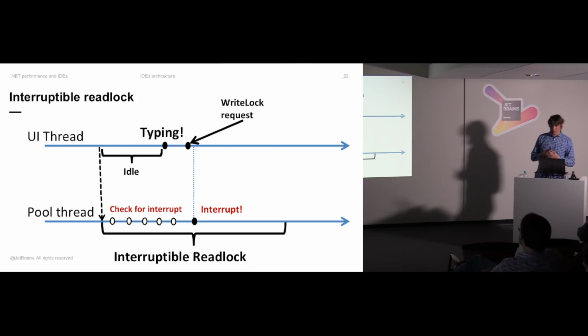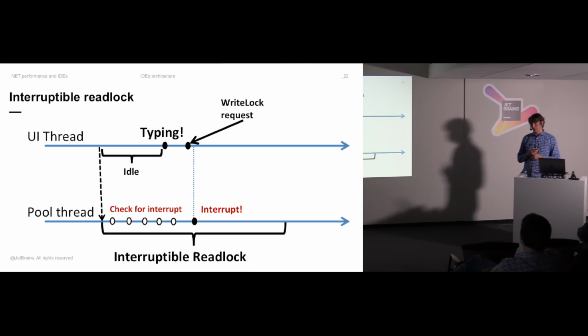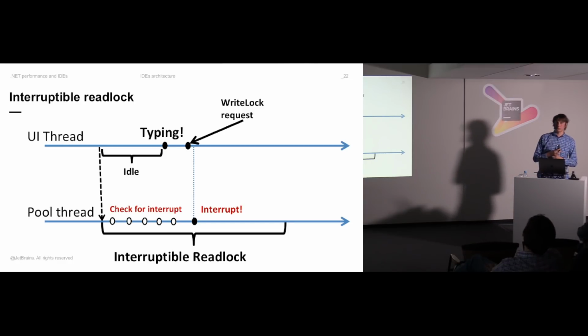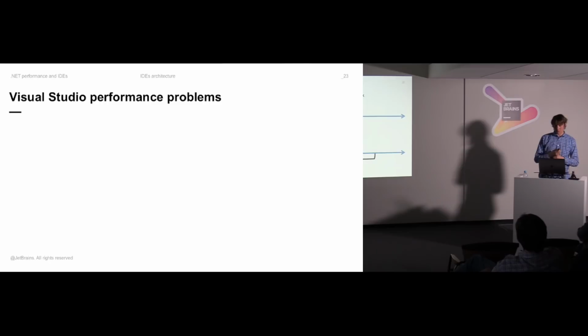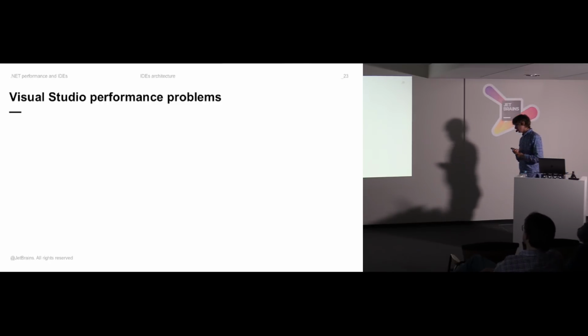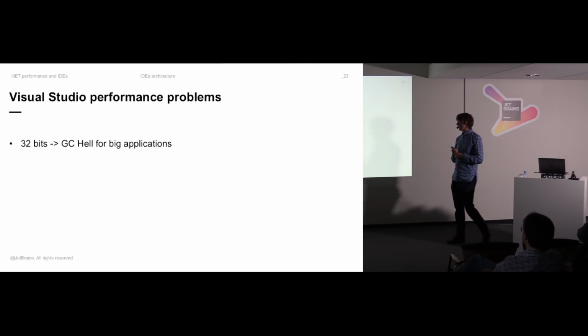Okay, so these were major problems we were struggling with in ReSharper. And most of these problems I think we've resolved, even in ReSharper. However, there are a bunch of Visual Studio problems. Which are these? The first problem is that it is a 32-bit application, even today in 2018.